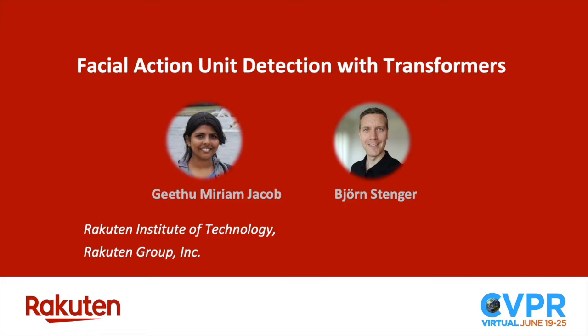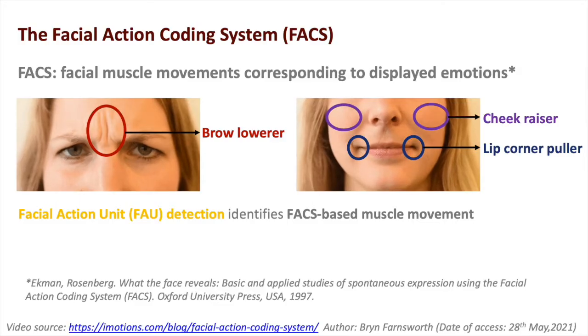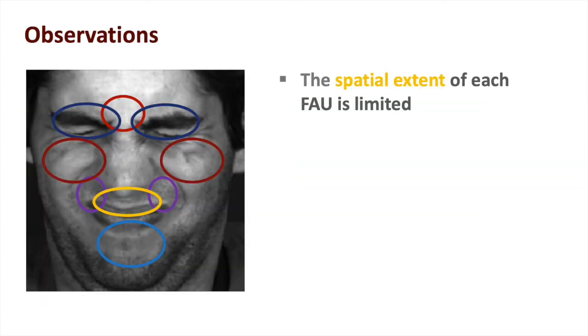The Facial Action Coding System, or FACS, refers to a set of facial muscle movements that corresponds to a displayed emotion. This coding system was introduced by Ekman and Rosenberg in 1997. There are several applications in the real world, such as psychopathy and photography, where facial action unit detection has been proved to be helpful. The problem of facial action unit detection is a multi-labeled classification problem.